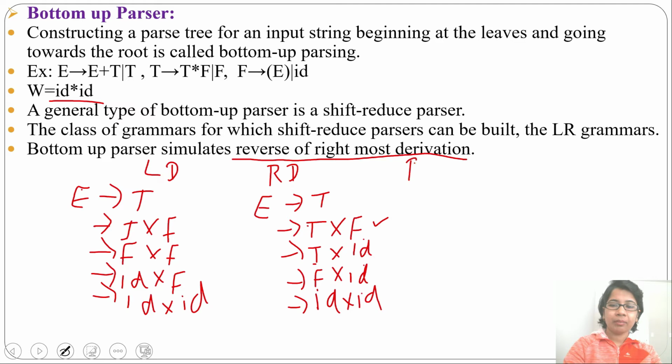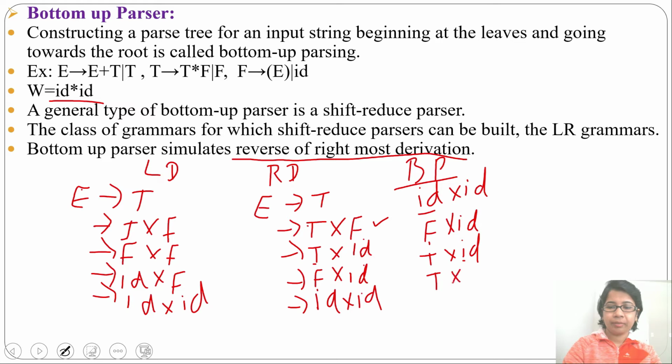Now I will do the bottom-up parsing. ID multiplication ID. Then this ID I will derive from F, so F multiplication ID. Then this F I will derive from T, so T multiplication ID. Then this ID I will derive from F, so T multiplication F. Then this T multiplication F I will derive from T. Then this T I will derive from E.